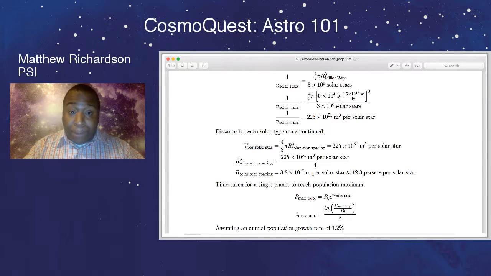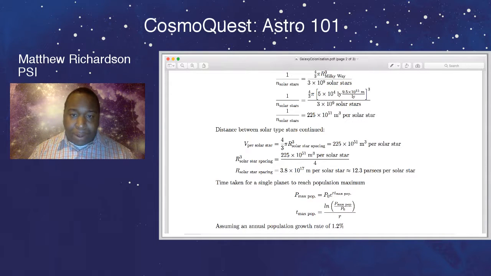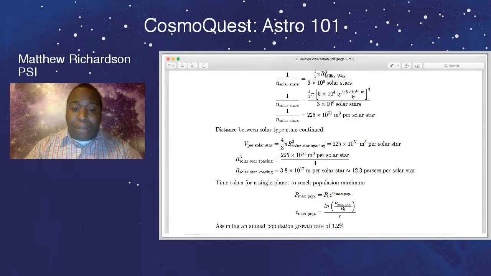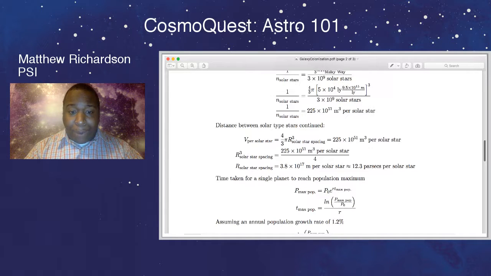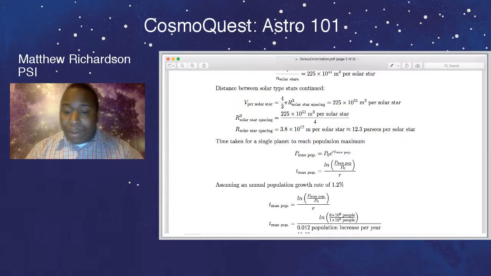And then we continued to talk about, now that we calculated the number of solar type stars and the average distance between them, we can move on and talk more about the ability to populate a planet, or for it to at the very least reach the maximum number of occupants that we defined earlier to be 8 billion people, roughly the number we currently have here on Earth. The idea was that we'd use an exponential function to do this, defined by the equation seen here in the very center of the screen.